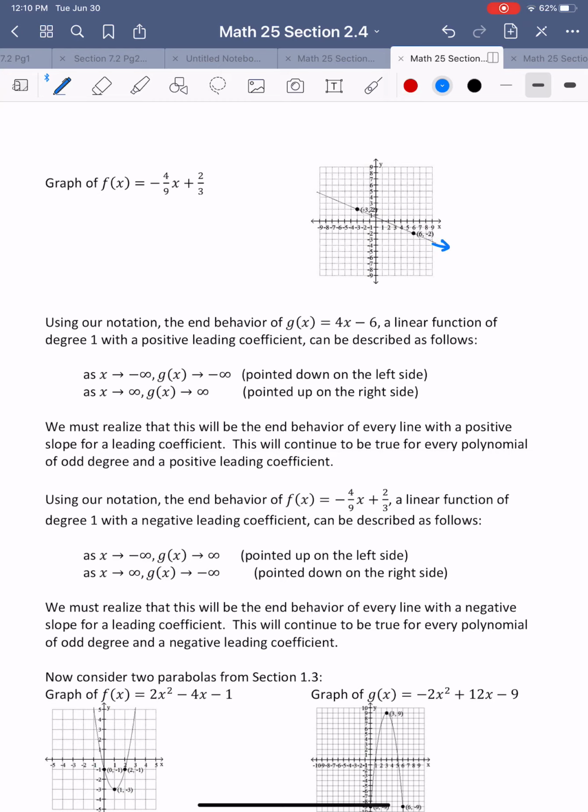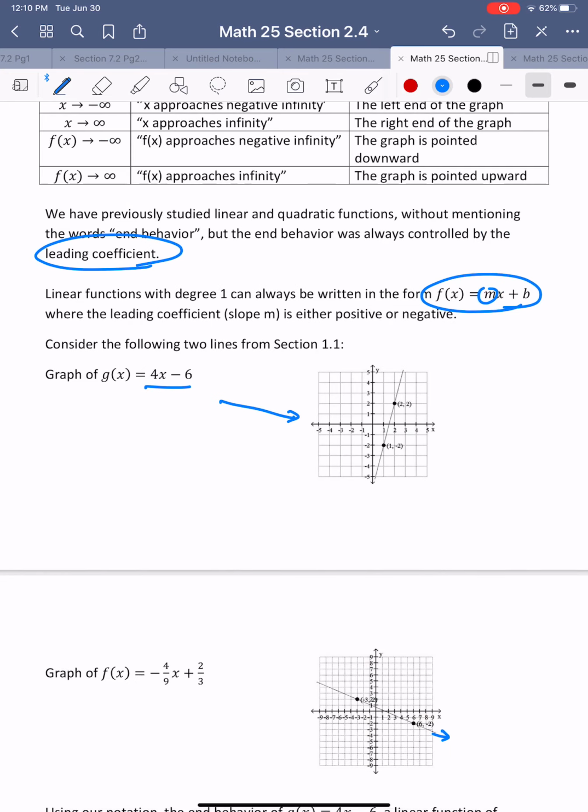Using our notation, the end behavior of g of x equals 4x minus 6, a linear function of degree 1 with a positive leading coefficient: when x approaches negative infinity, the graph is going down, so f of x also goes to negative infinity. When x goes to positive infinity, the graph goes up, so f of x goes to positive infinity.